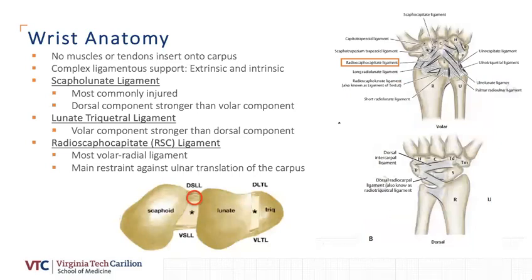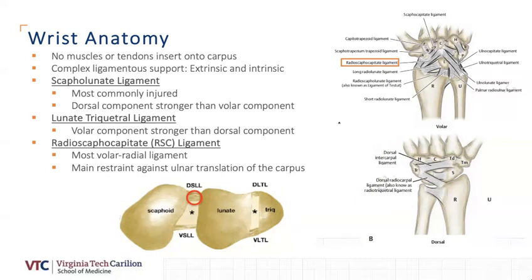So looking at the wrist joint itself, there are no muscles or tendons that insert onto the carpus, and it's stabilized through a complex ligamentous support. And these can be extrinsic or intrinsic ligaments. And some of the most important ligaments as far as this discussion we'll go over. So there's the scapholunate ligament or the SL ligament. And this is the most commonly injured ligament connecting the scapholunate. And there's both a volar and dorsal component to that ligament.